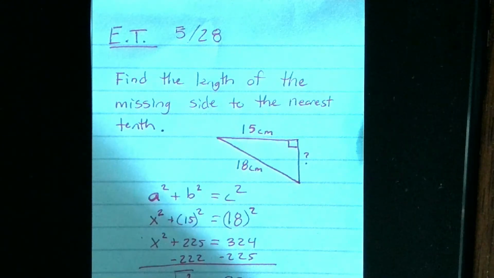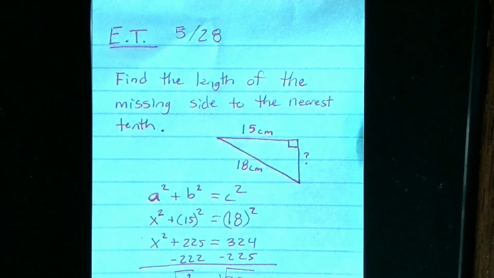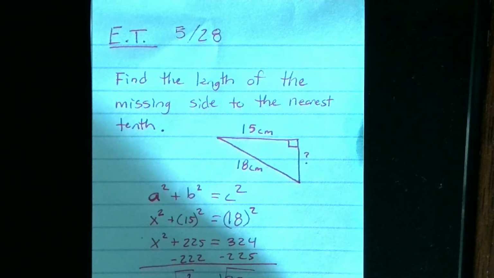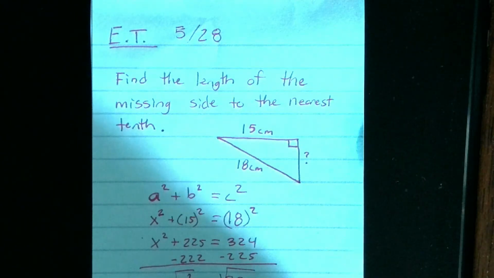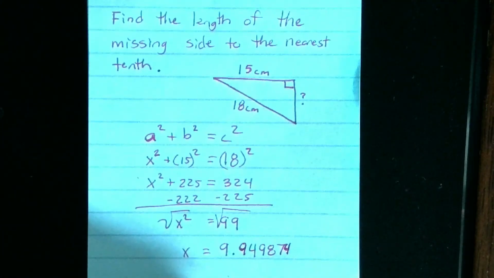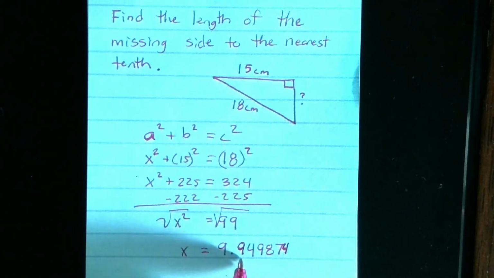So I square root both sides, and the square root of 99 is 9.949874. We'll leave it right there. It keeps going on and on and on. So to the nearest tenth, tenth place is this 9 right here. Oops, you can't quite see. The tenth place is this 9 right here.